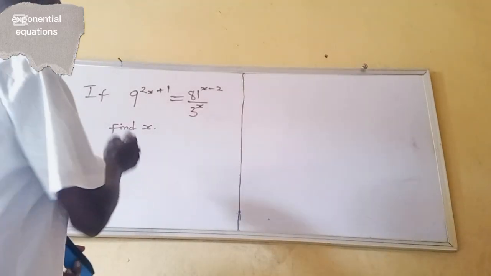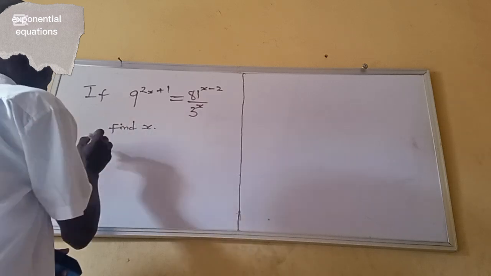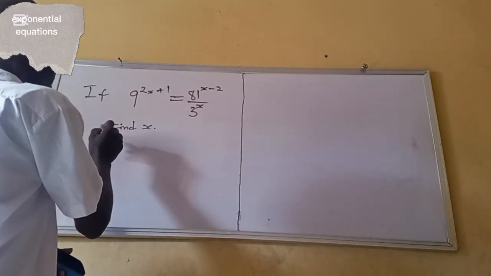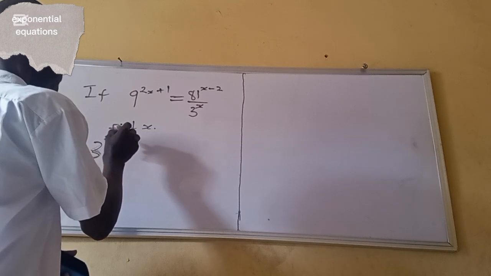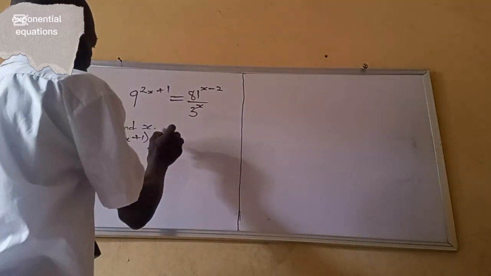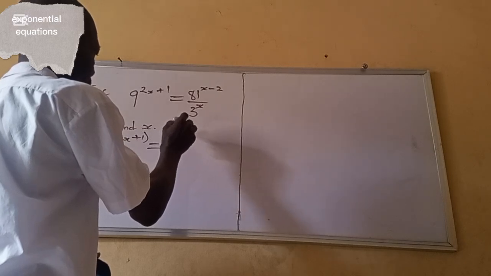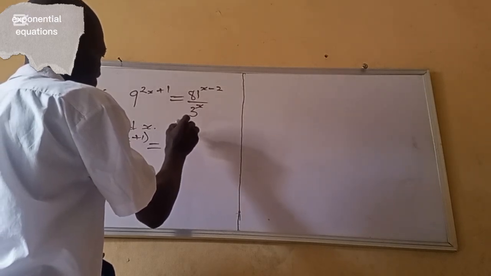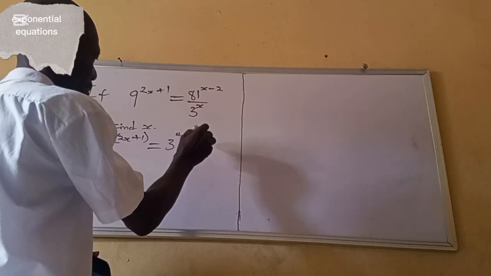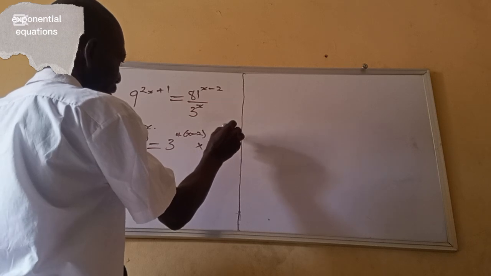So I want you to listen very carefully. In order to get this x, what you need to do is this: 9 raised to the power 2 in bracket 2x plus 1 is equal to 3 raised to the power 4 in bracket x minus 2, times 3 raised to the power minus x.